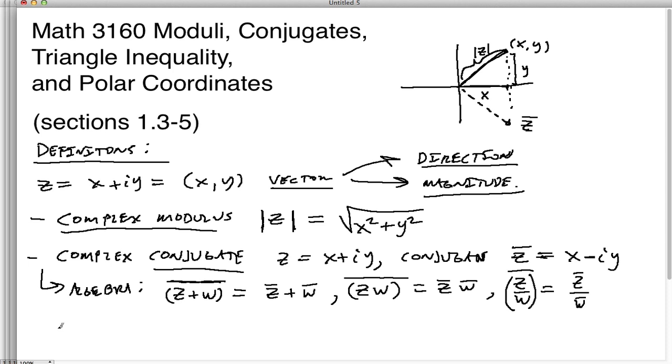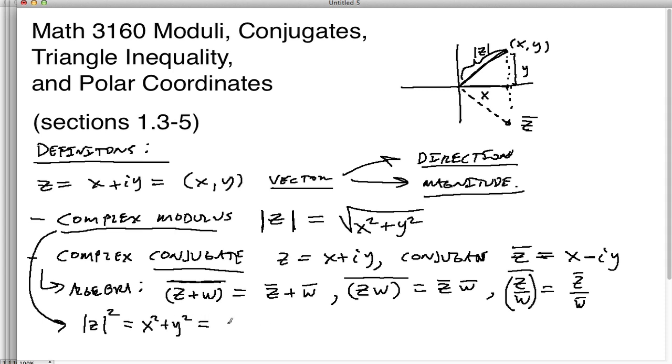This also gives us another way to write our complex modulus. It turns out that if I have z and take its absolute value, and I peel off the square root, that leaves us with x squared plus y squared.